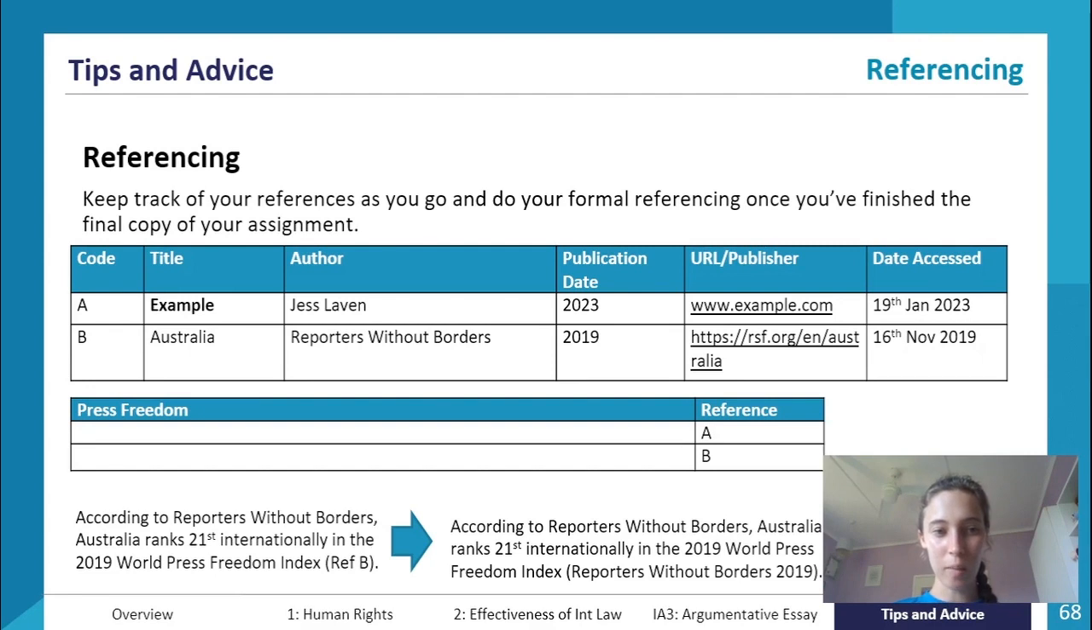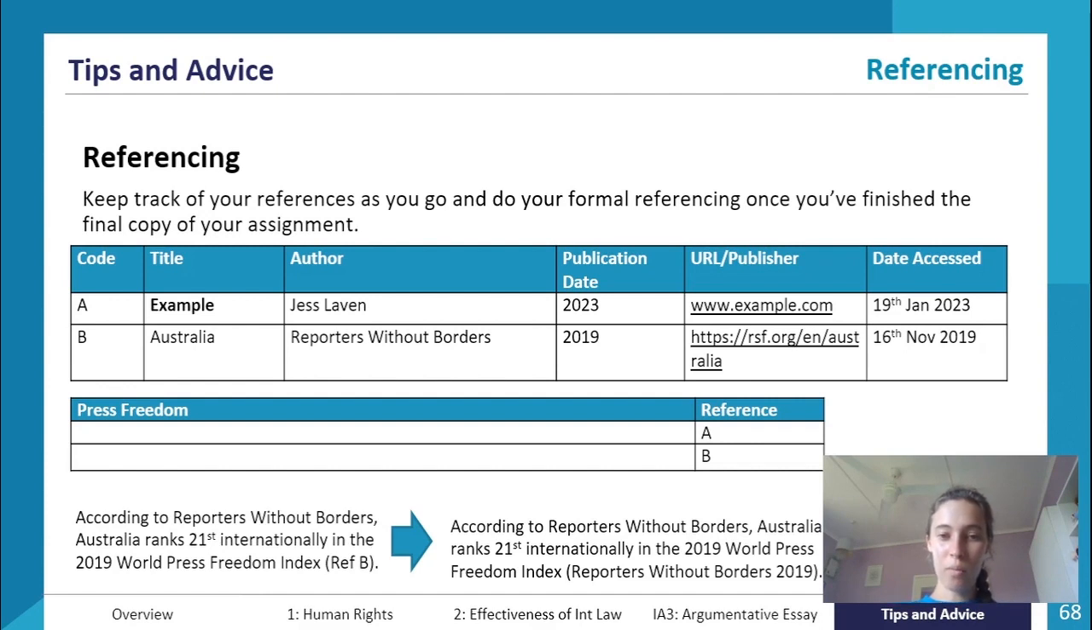So referencing is something that is really important for this upcoming assignment, as it will have been for many of the assignments that you've already done for legal studies and other subjects. So what I wanted to do was give an example of my system. And if you haven't mastered your own system yet, then you may choose to use this as well. I use this at school, and then I still have a similar system at uni as well.